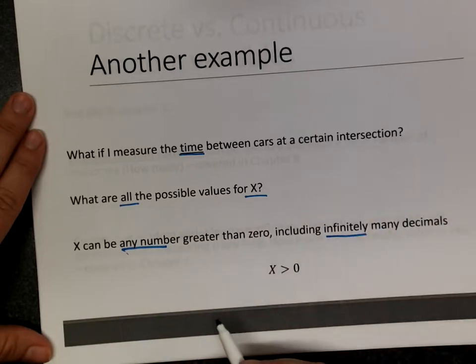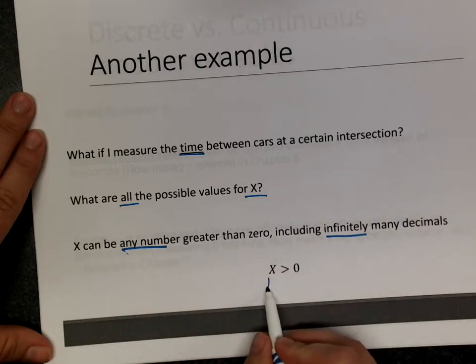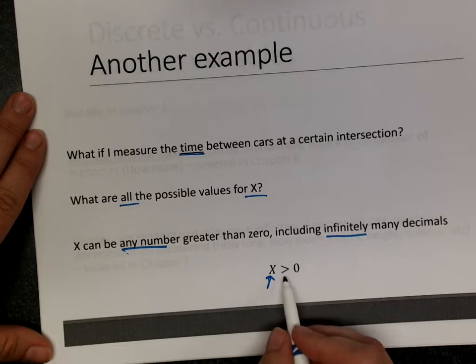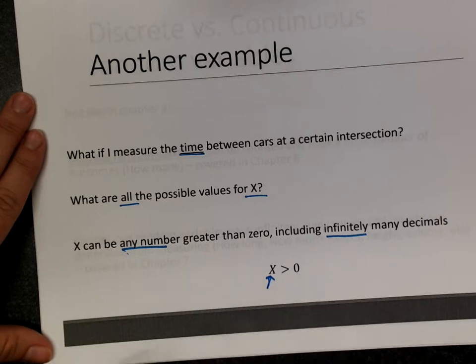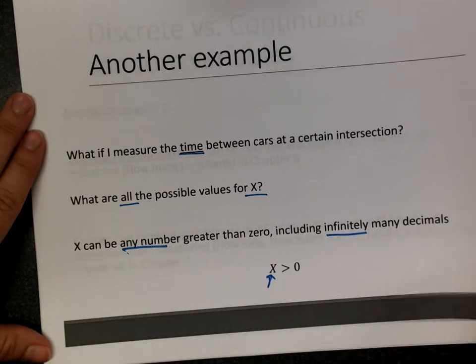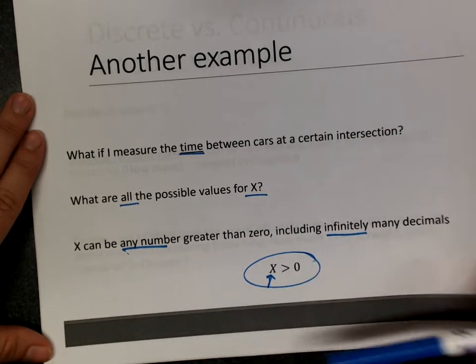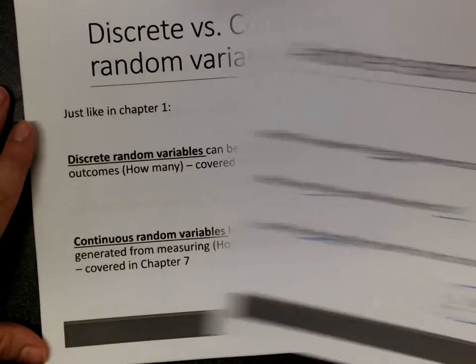So there's infinitely many decimals, infinitely many numbers, and the way we represent that is that X, our random variable, can be any number greater than 0. There has to be at least more than 0 seconds between cars at an intersection, but the time could be really long, really short, and all kinds of possibilities in between. So this time we write it a little bit different. X can just be greater than 0.